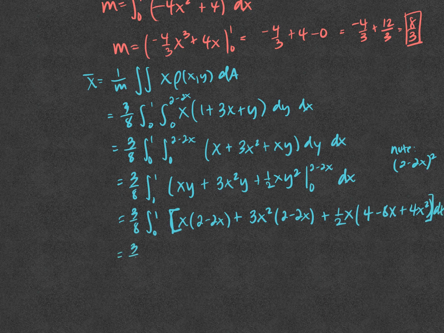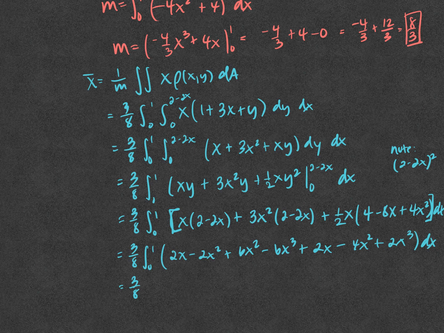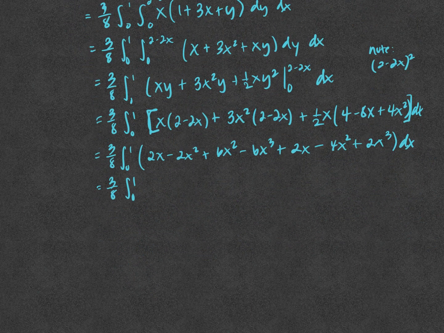So we're going to have 3/8, the integral from 0 to 1. And let's distribute. So we get 2x minus 2x squared plus 6x squared minus 6x to the third plus 1/2 of 4 is 2x minus 1/2 of 8 is 4x plus 1/2 of 4 is 2x squared. Oh, there should be a squared here, dx. So this gives us 3/8. You could integrate that like it is, but I think you're out of your mind.